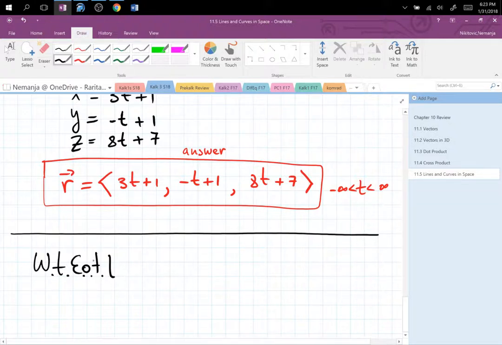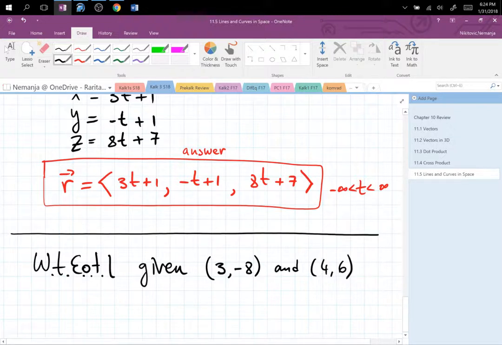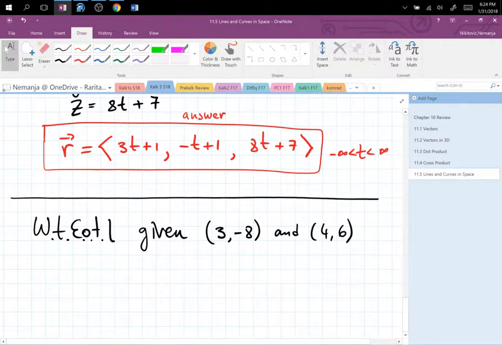So write the equation of the line given, and you have, let's say, 3 and negative 8 and 4 and 6, whatever. It doesn't matter, right? So what do you do in Algebra 1? You say, well, slope is equal to y2 minus y1, right? So you have 6 minus negative 8 divided by 4 minus 3, and your slope is 14.